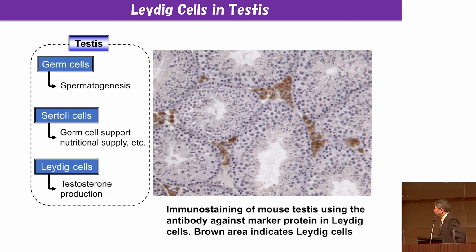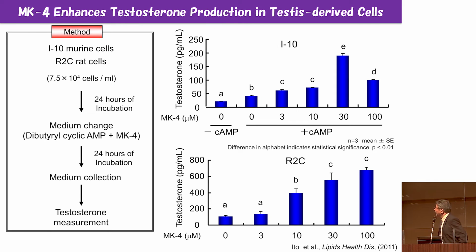Next, the effects of menaquinone-4 were studied using Leydig cells, which are the testosterone-producing cells in the testes. In this experiment, we used two types of Leydig cells. In both cases, the testosterone secreted into the medium was increased by menaquinone-4 in a dose-dependent manner. These results indicate that menaquinone-4 acts directly on the Leydig cells of testes to increase testosterone production.